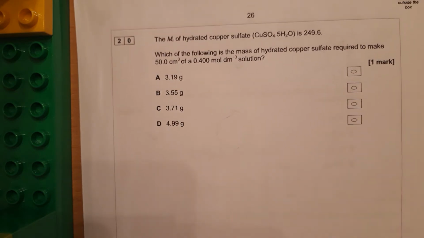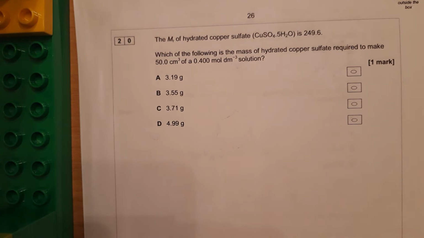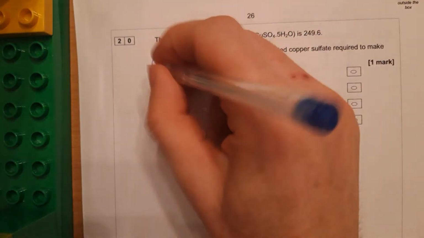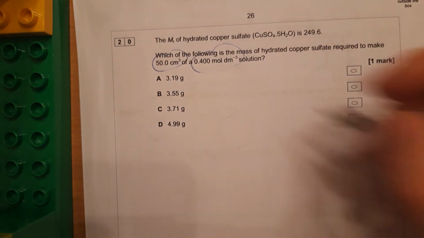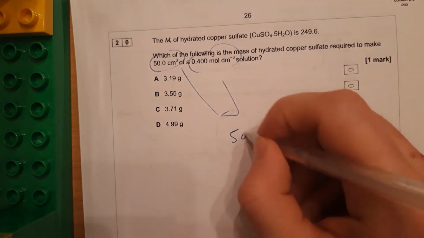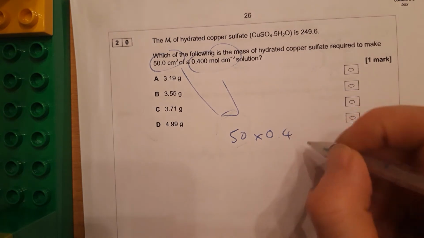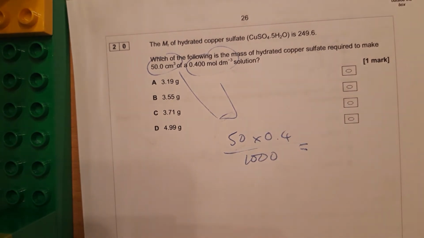Okay, the MR of hydrated copper sulfate is that. Which of the following is the mass of hydrated copper sulfate required to make a 50 centimeters cubed? All right, well, I've got centimeters cubed and moles per decimeter cubed. I'm just looking for clues what to do. So this is going to be C times V over 1,000. I can work out the moles. That's going to be 50 times 0.4 divided by 1,000 to get it into moles.